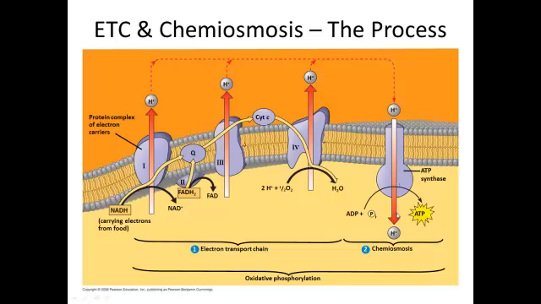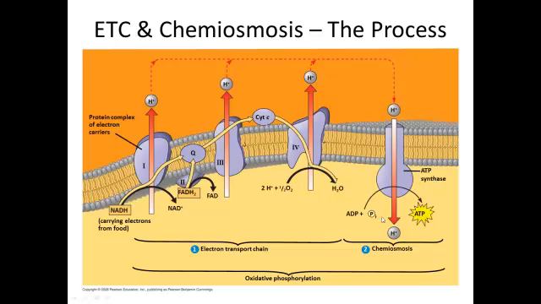ATP synthase opens up a channel for the protons to go through. As they do so, the head of ATP synthase turns, smushing ADP and inorganic phosphate together. This makes a lot of ATP, between 32 and 34, depending upon if it's a eukaryotic or a prokaryotic cell. This is oxidative phosphorylation.